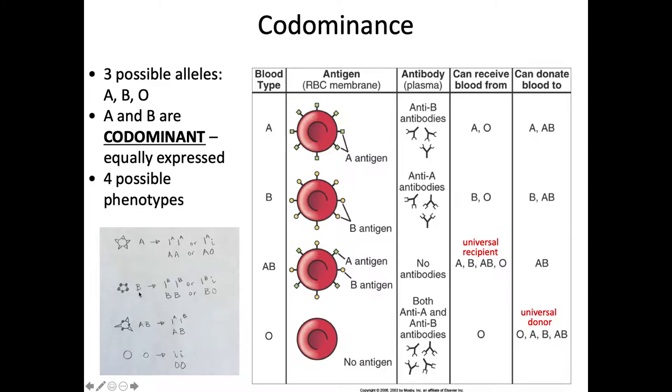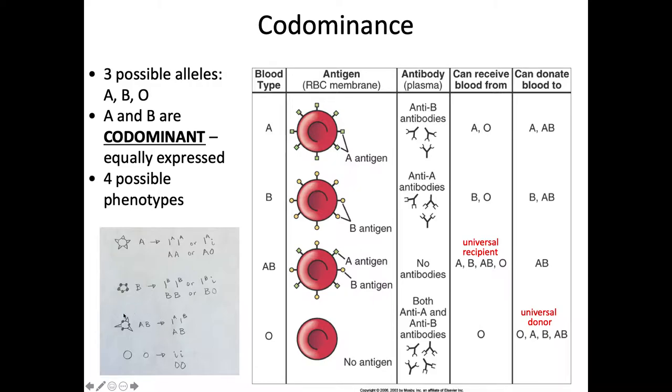Then here, for people type B, they put a different type of carbohydrate on their red blood cells. So it could be written like this, where it is homozygous dominant for B or heterozygous for B, so BO. So based on this, your A and B are codominant.